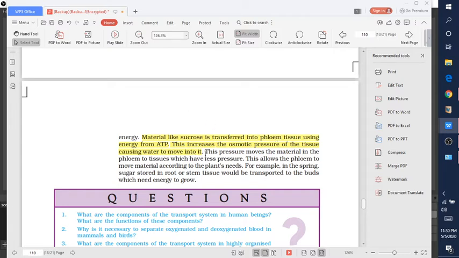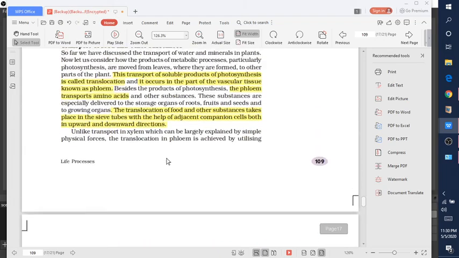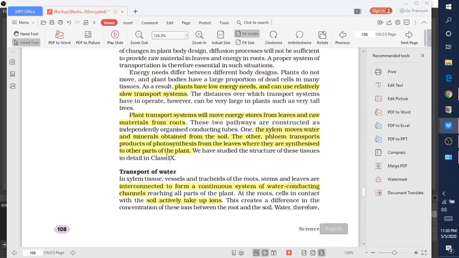This increases the osmotic pressure of the tissue, causing water to move into it. What is osmosis? Osmosis is the process by which molecules of solvent tend to pass through a semi-permeable membrane from less concentration to higher concentration. So this is known as osmosis, and this increases the osmotic pressure of the tissue, causing water to move into it. So this is all about transportation in plants.